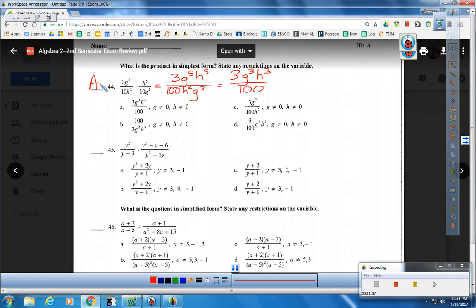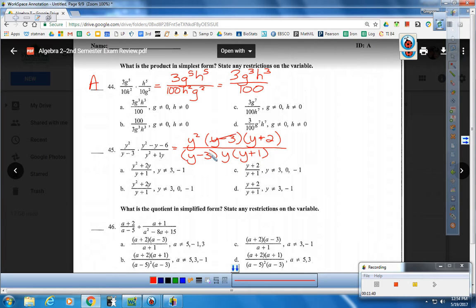A. 45 requires a little bit more work. We have to do some factoring. We've got y squared times, now this is y minus 2, y minus 3, y plus 2, excuse me. And then on bottom, I'm going to factor, well, I've already got a y minus 3. I'm going to factor a y out of here, and that's times y plus 1, right? Okay.